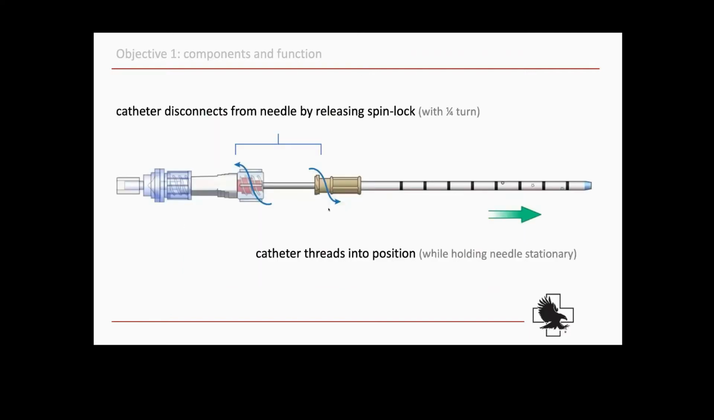And just showing some of the features of the device in more detail. It's a 1/4 spin lock, so it's only a 1/4 of a turn. That's what's holding it on, with almost a Luer lock type device. So in order to thread that off, you have to turn it a 1/4 of the way. It's not threaded on multiple times.